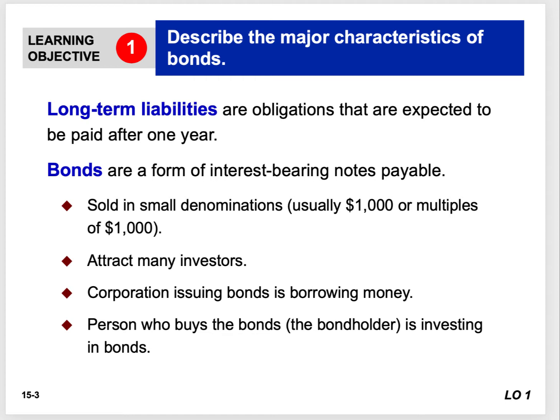Remember, issuing bonds is a way for a corporation to borrow money. They're borrowing cash. That's exactly what they're doing. Those persons who want to buy the bonds are called the bondholders, and the bondholders do nothing more than invest in bonds. So those are the characteristics of bonds. And we did discuss the 3 advantages of issuing bonds over common stock, so I would definitely make sure you have those in your notes.